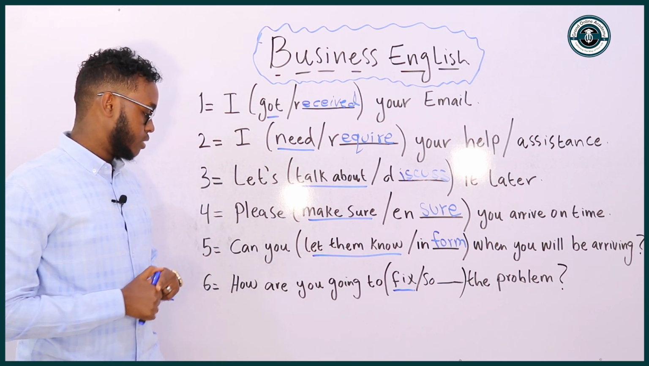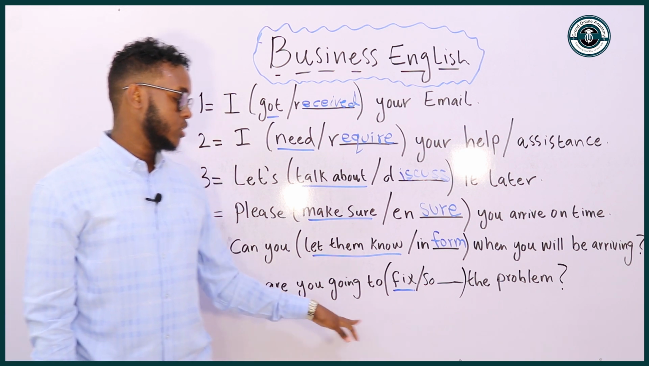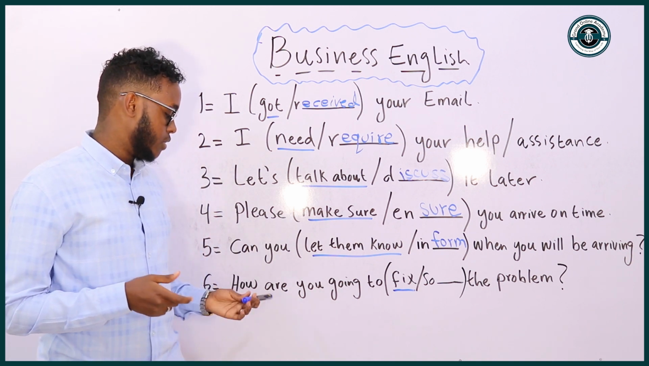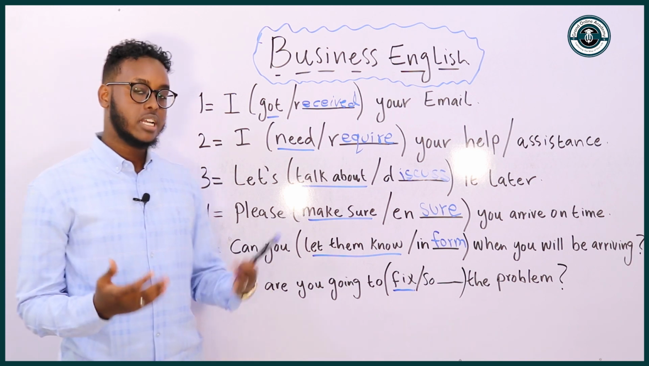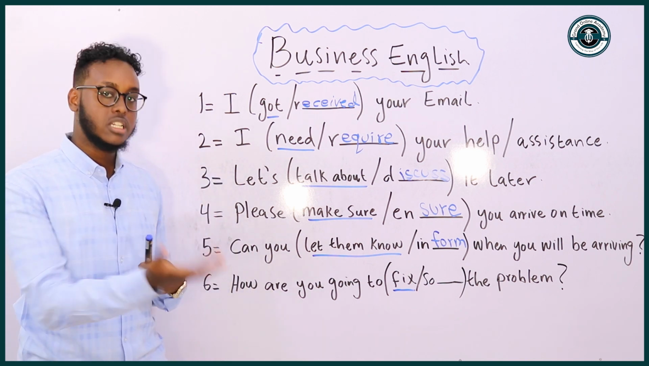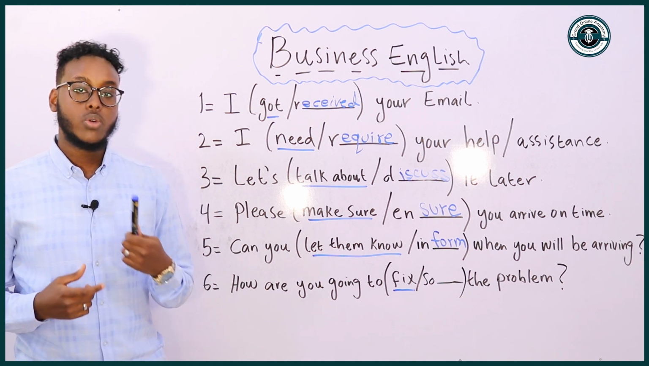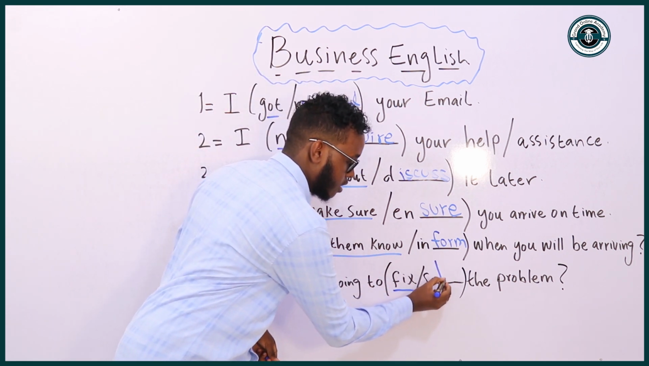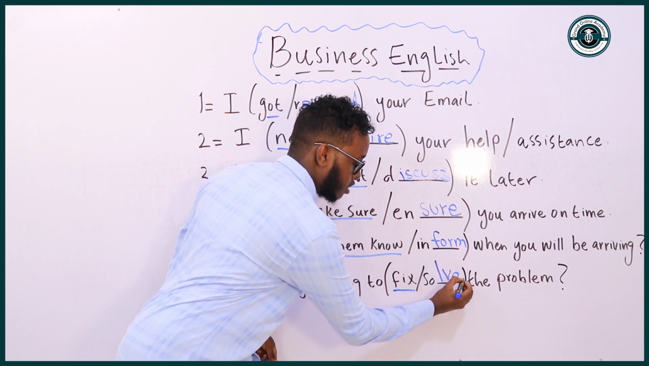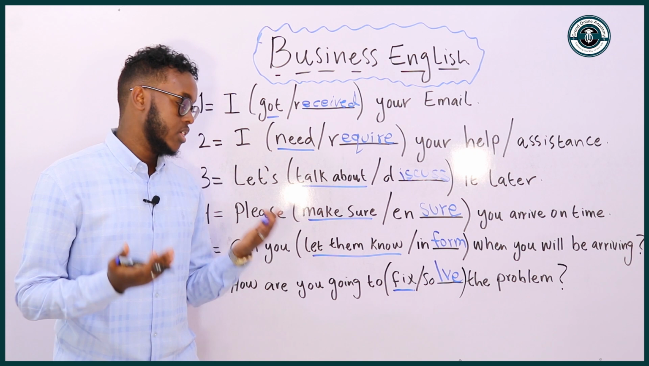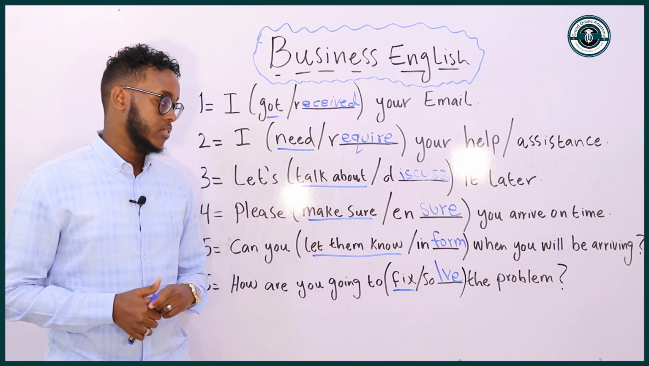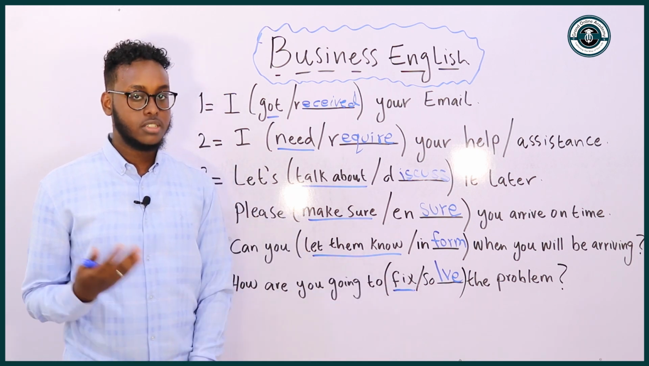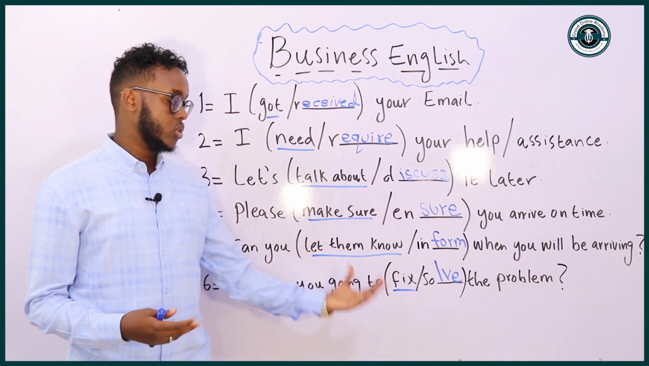Okay. Example number 6. How are you going to fix the problem? How are you going to fix the problem? You'll be saying, how are you going to solve the problem? How are you going to solve the problem? Solve seems more formal than fix. Instead of saying fix, you'll be saying solve. How are you going to solve the problem?